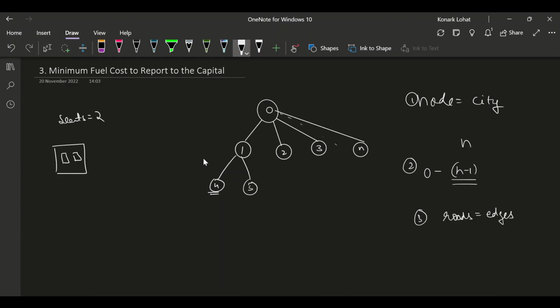The fourth city's representative will start their journey and say, let's move to the capital city, and will take their own car. Now the car has only one seat occupied because of that representative. Now they will reach the first city. This city has its own representative, who will see that the representative coming from the fourth city has a vacant seat in the car, so he will travel along with that person. One fuel is taken for this path, one fuel is taken for this path, so the total fuel from 4, 1 and 0 will be 2. Now similarly, if there is 5, right?